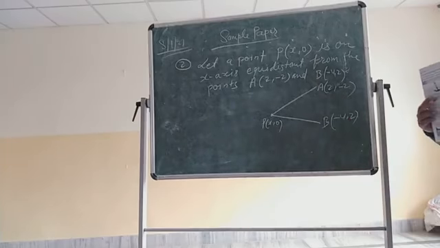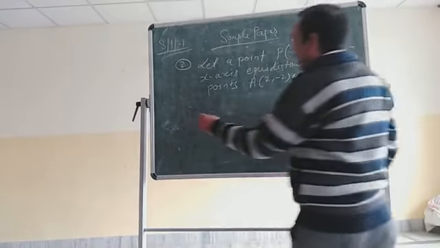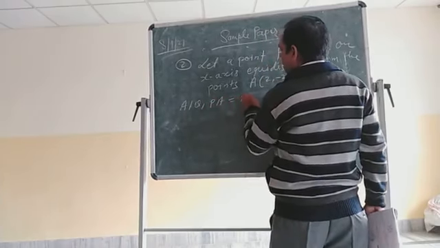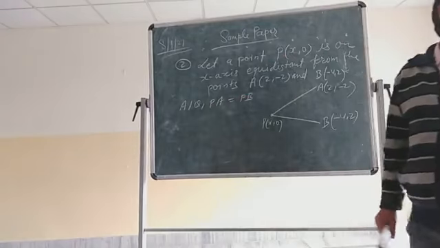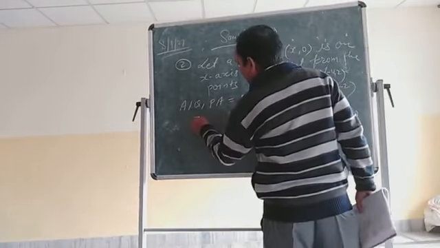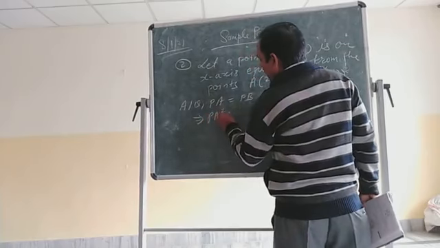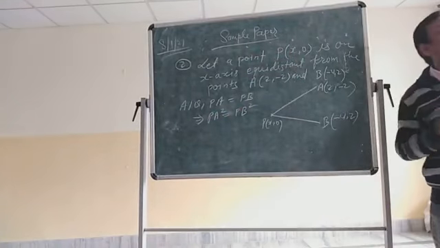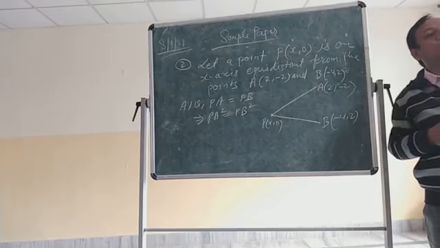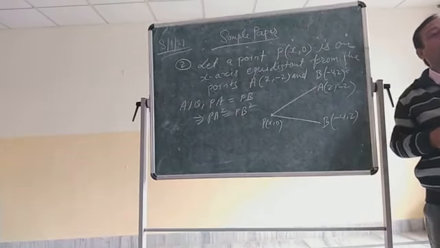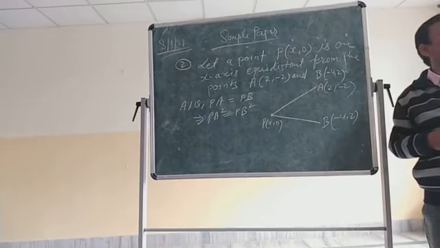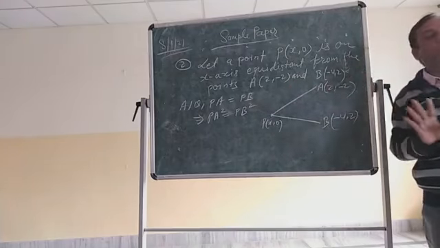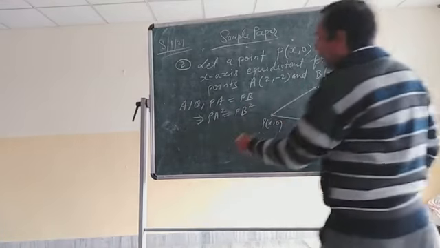And you will apply the distance formula, right? So according to the question, PA equals PB. It means that PA square equals PB square. Why have I used the square here? Can anyone say? You know the distance formula is the square root of (x2 minus x1) whole square plus (y2 minus y1) whole square. So I have to remove the square root. That's why I have squared both sides. Got it?